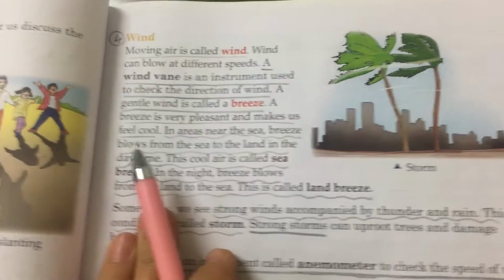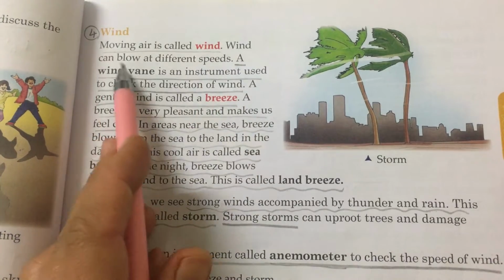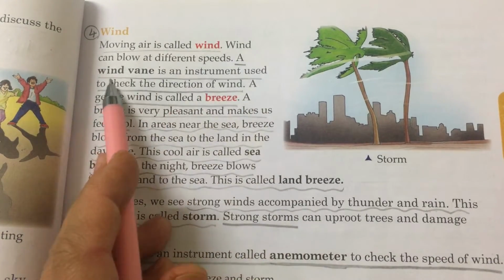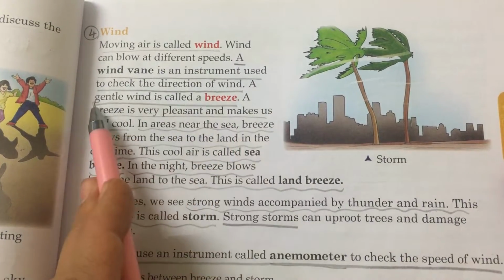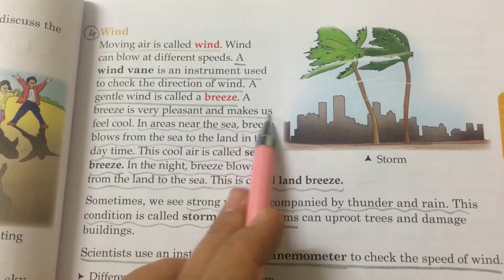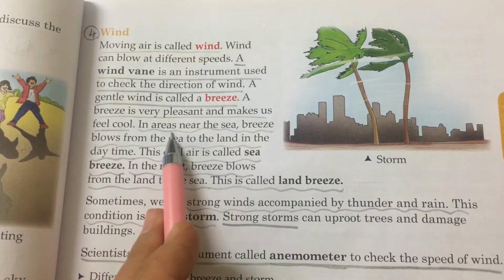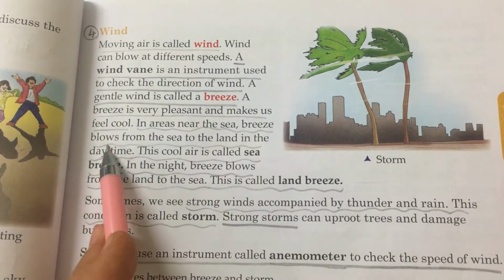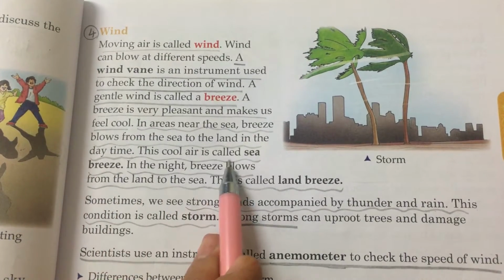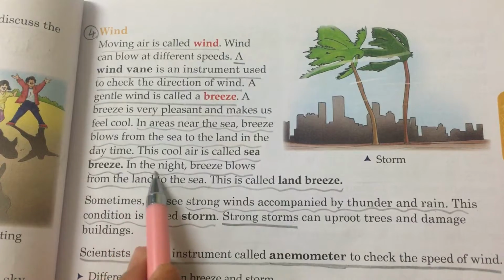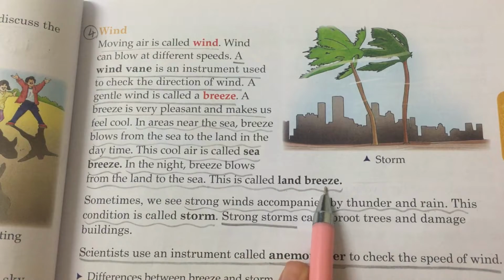Wind. Moving air is called wind. Wind can blow at different speeds. A wind vane is an instrument used to check the direction of wind. A gentle wind is called a breeze. A breeze is very pleasant and makes us feel cool. In areas near the sea, breeze blows from the sea to the land in the daytime. This cool air is called sea breeze. In the night, breeze blows from the land to the sea. This is called land breeze.